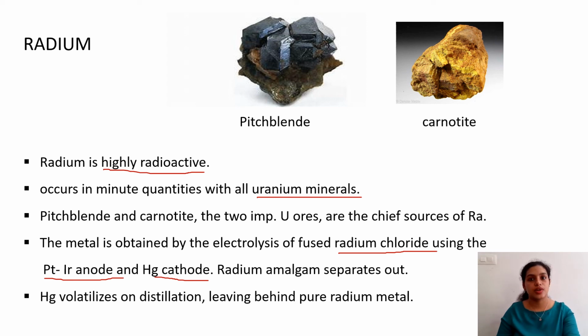they were together in their works, and they succeeded to separate another element which is called polonium. Okay, in the beginning it was believed that pitchblende contains only uranium, but from the same pitchblende they separated two highly radioactive elements, radium and polonium. Okay, and this radium chloride is electrolyzed using a mercury cathode, the same process, and the radium amalgam separates out. It is distilled to get pure radium metal.